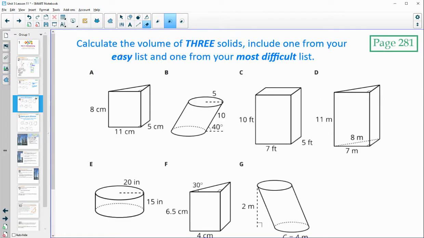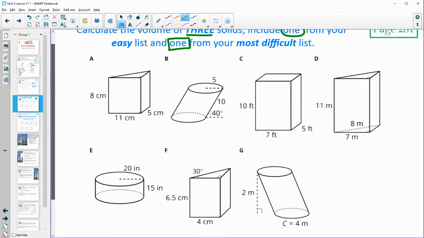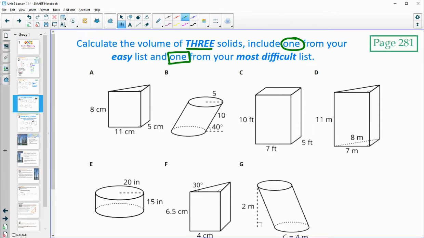So now that you've chosen that, I want you to calculate the volume of 3 solids. 1 needs to be from your easiest list, and 1 needs to be from your most difficult, and then you can choose another. So you can do just 1 from your easy, 1 from your difficult, and then another one. You can do 2 from your easy, 1 from your most difficult, but just choose 3 solids on here to calculate the volume of.